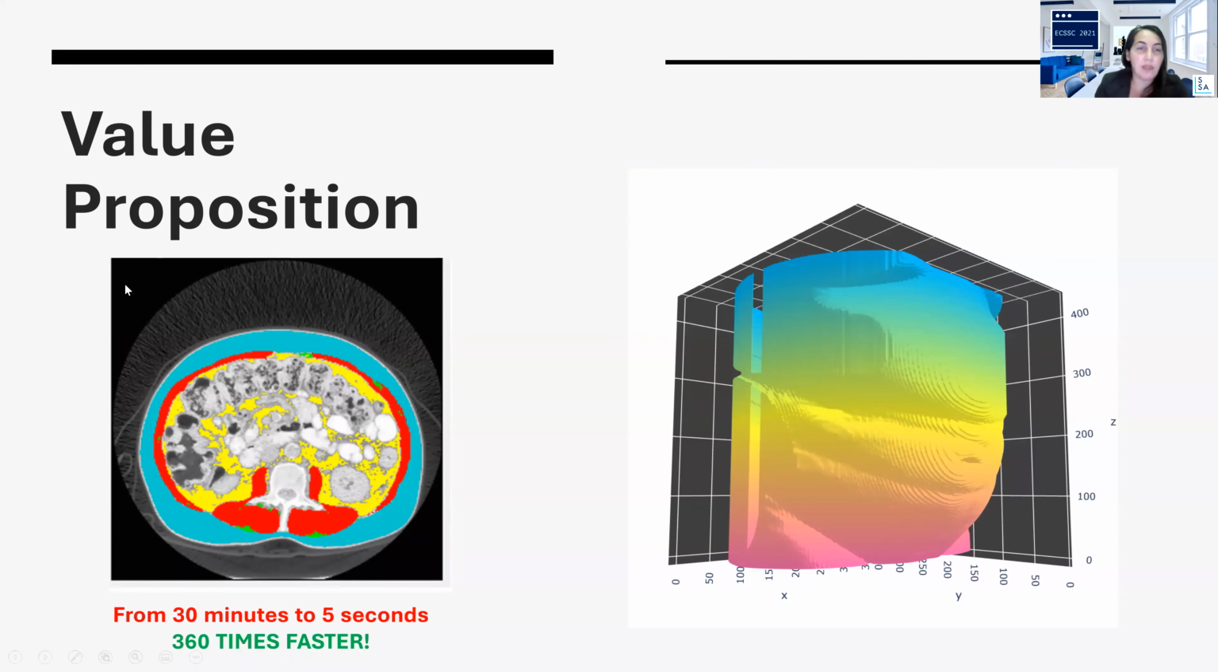On the left-hand side, we have the 2D component of our software. So with the click of a button, all of those regions of interest are automatically extracted for the clinician, and this takes 5 seconds. So this shows that our software is 360 times faster than the current software being used.